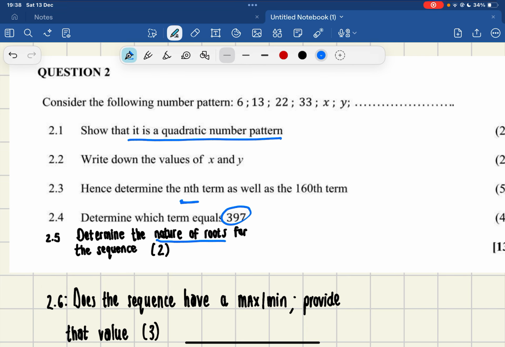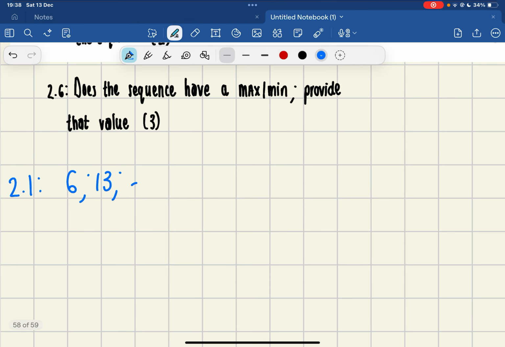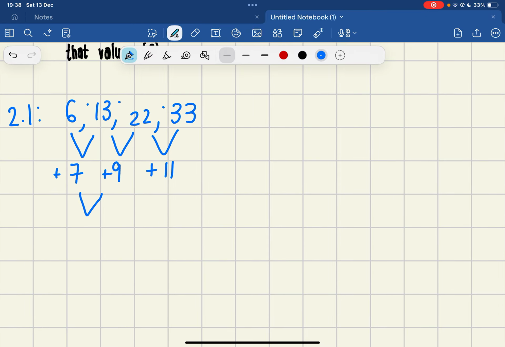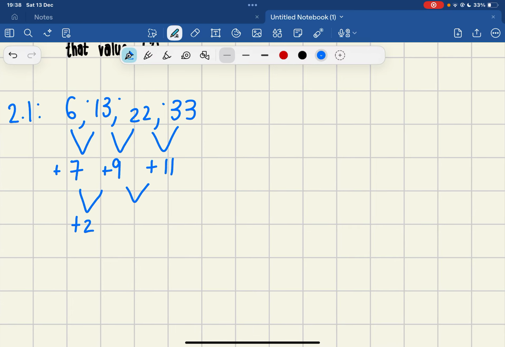Okay, 6, 13, 22, 33. We would then find the difference between the first term and the second term. So from 6 to 13, we added 7. From 13 to 22, we added 9. And from 22 to 33, we added 11. Now from 7 to 9, we added what? We added 2. And from 9 to 11, we added 2. This alone tells us that we're dealing with a quadratic function. So we get a mark here and a mark here.